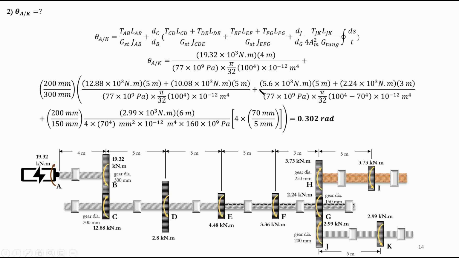And we say, okay, plus EFG. EFG is a hollow circular section. Again, you see TL.